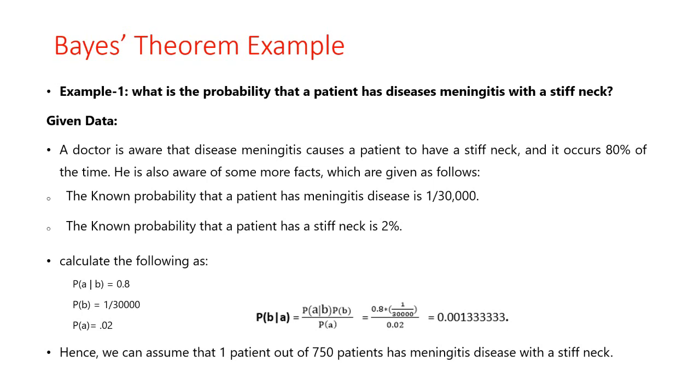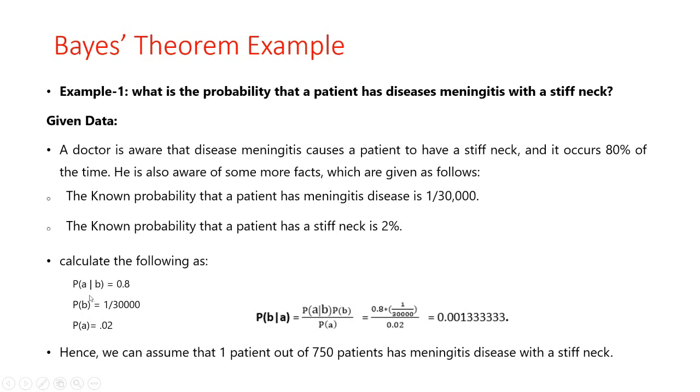Okay, so this is the first fact. And the second fact is the known probability that a patient has a stiff neck is 2%. So let A be the proposition that the patient has a stiff neck, and B the proposition that the patient has meningitis. Okay, here we are using A and B. A is for the stiff neck, and B is for meningitis.